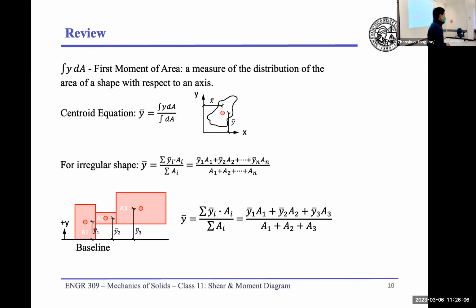Okay. Is it helpful? Because I think in the Slack channel, some of you mentioned that we need to review the centroid and moment of inertia a little bit more, because that might be a long time ago.